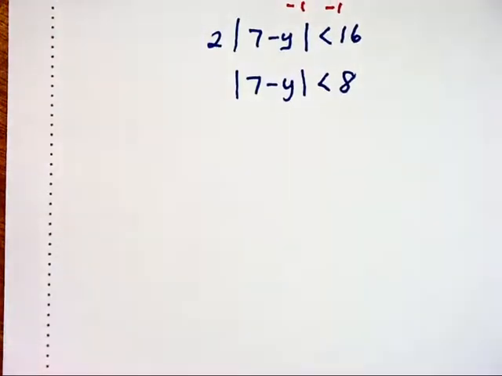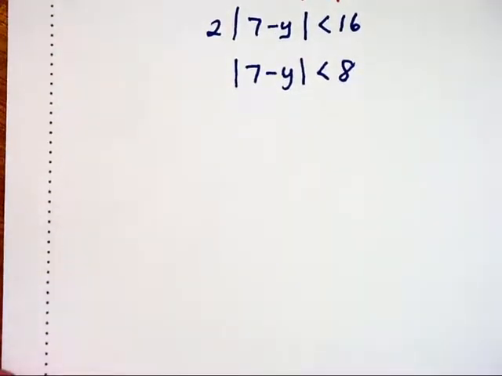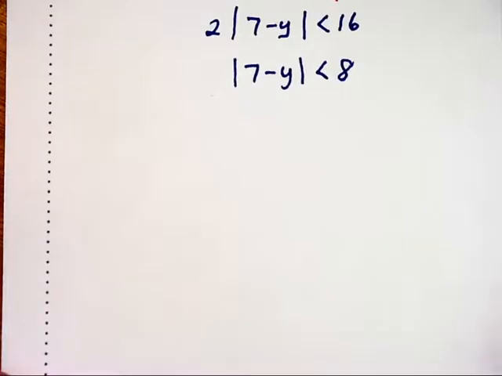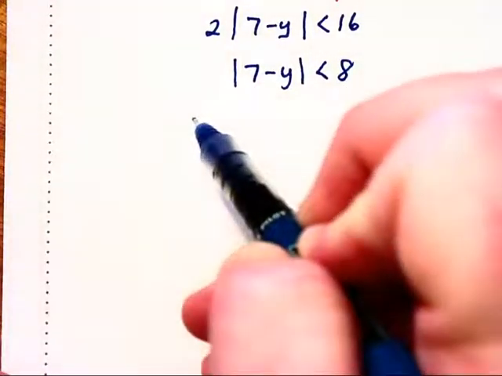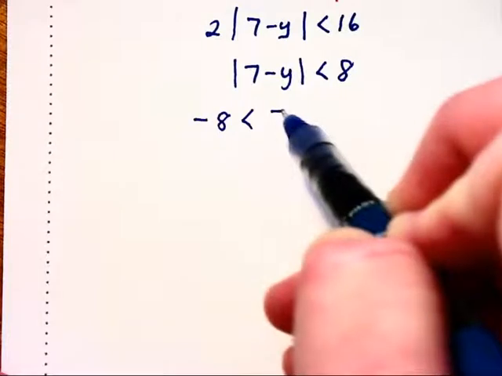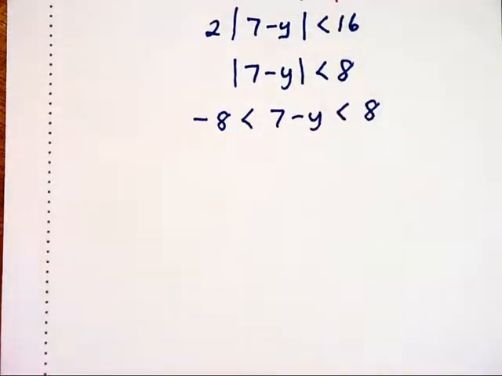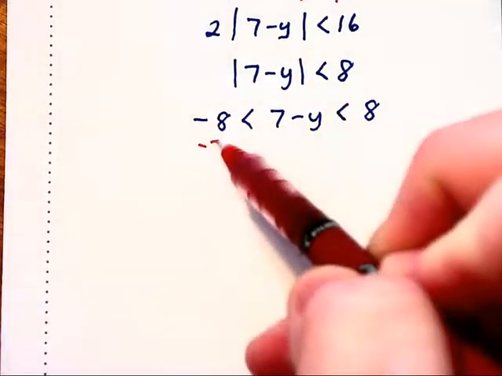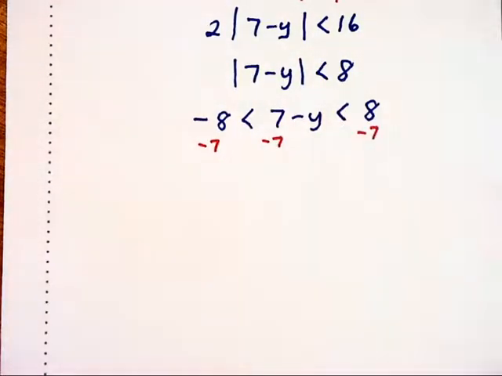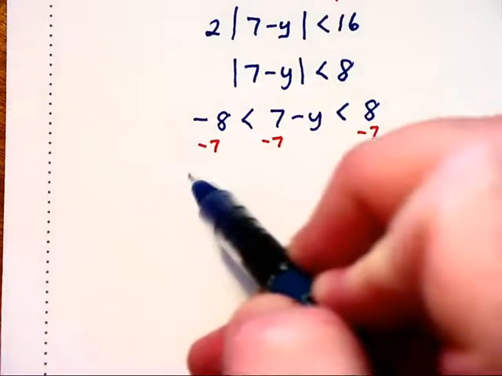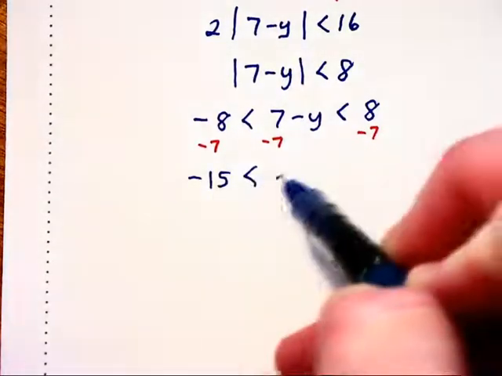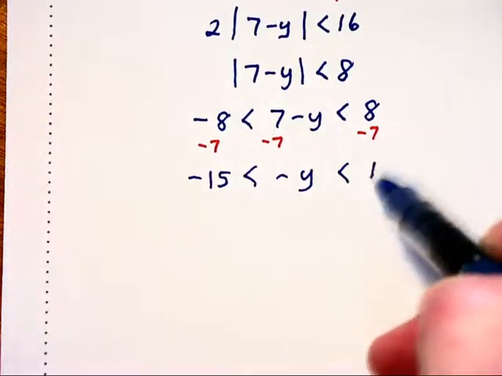Because we have an absolute value with a less than, when we remove the absolute value, we will form a compound inequality. Negative 8 is less than 7 minus y is less than 8. We then subtract 7 from left, middle, and right. This will give us negative 15 is less than negative y is less than 1.